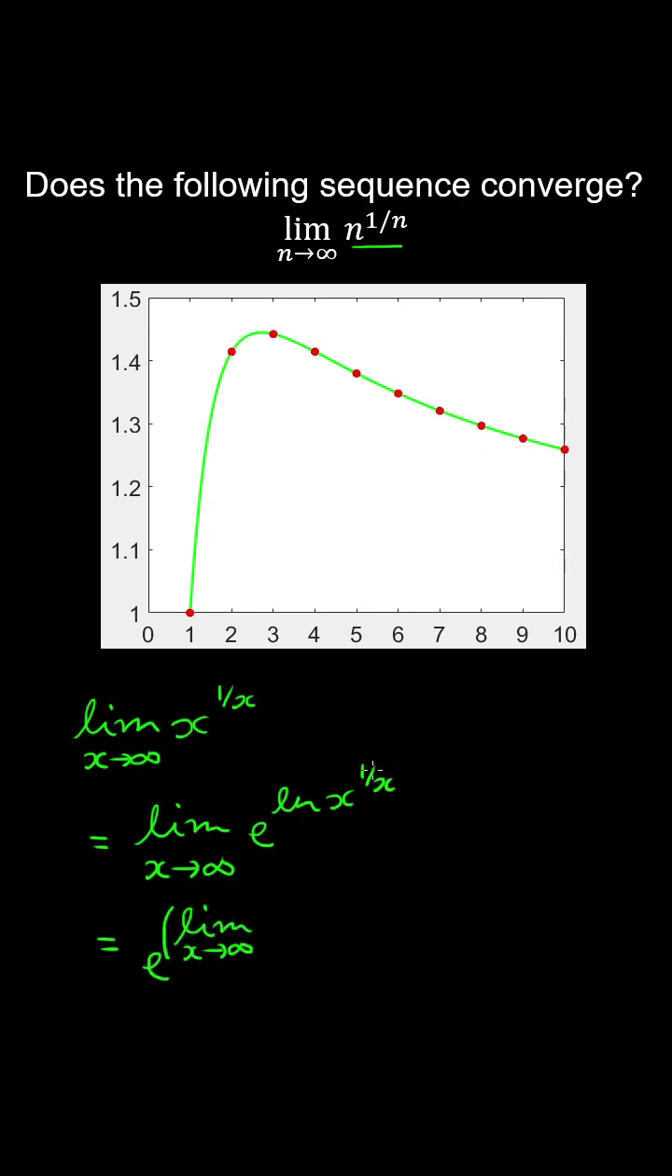And applying rules for logarithms, we can write the natural log of x over x. And now we can recognize that as x approaches infinity, the term in the denominator grows faster than the term in the numerator, which you can verify using L'Hopital's rule. So we obtain e to the 0, which is equal to 1. And you can verify that this sequence converges to 1 by putting in large integers in your calculator.